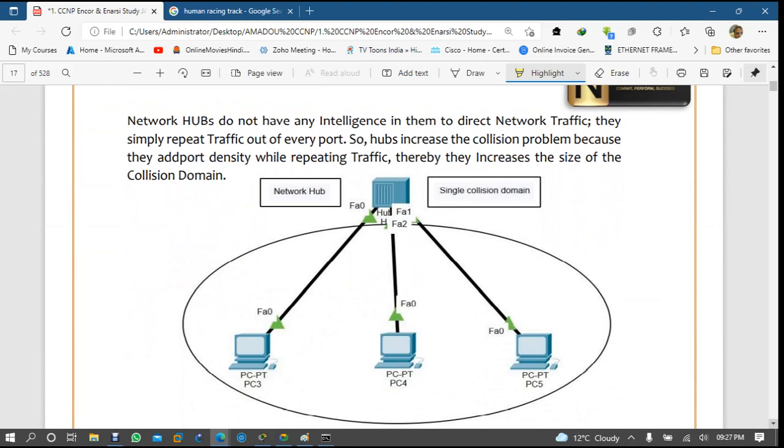And why did I tell you the hub is always broadcasting? Because a hub does not have any kind of intelligence, meaning no memory is stored in the hub. That's why when any data comes to the hub, it directly forwards it to every port connected to the hub, except the sending port. For example, if this computer is sending data, the hub will broadcast the data to all ports except the sending one.